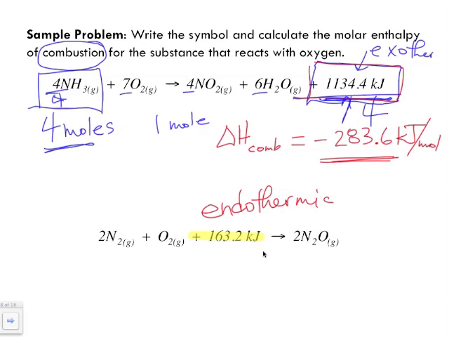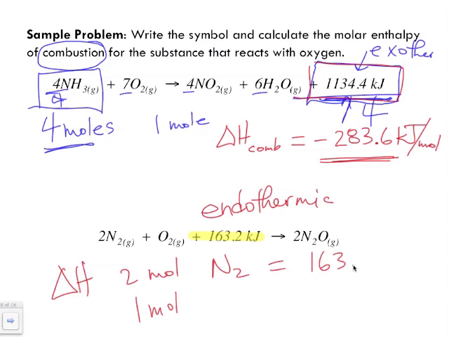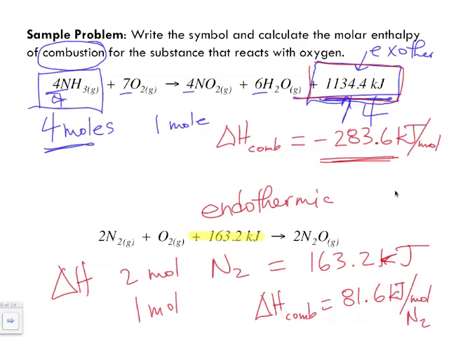But now, this value, this delta H, right, that we have is based on 2 moles of N2 that is combusting. We want it based on 1 mole. Right? We want it based on 1 mole. So 2 moles will form 163.2 kilojoules. So for 1 mole, we're going to divide this by 2 to get the following value. We're going to get a delta H of combustion, right? Because we're asked for the molar enthalpy, that will be 81.6 kilojoules per mole of N2. And again, the previous one was of NH3, because that's the one that we were trying to find 1 mole of. So notice it's a positive value because it is considered endothermic.